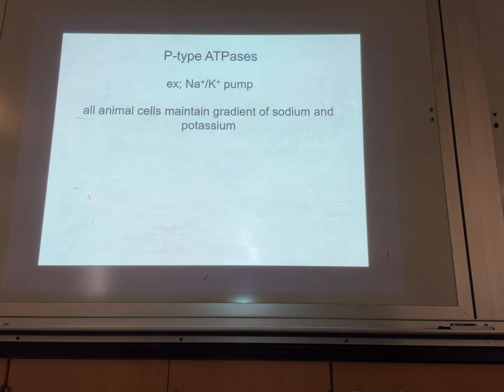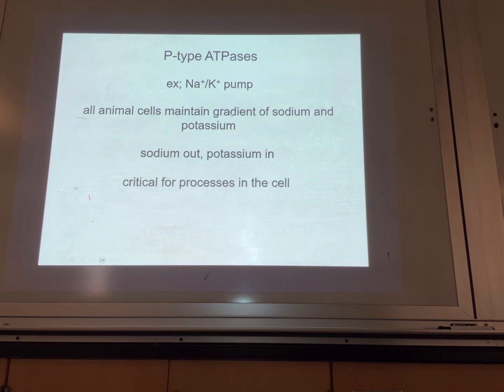Okay, our first example of a P-type ATPase is going to be the sodium-potassium pump, maybe the most well-known P-type ATPase. You learn about it when you learn about action potentials in biology, for instance. And all animal cells maintain a gradient of sodium and potassium across that outer membrane, our plasma membrane or cell membrane. And this gradient is generated by the sodium-potassium pump, and it does this by pumping sodium out from the cell and potassium into the cell. So the sodium is going from the cytosol out to the lumen, potassium coming from the lumen into the cytosol.